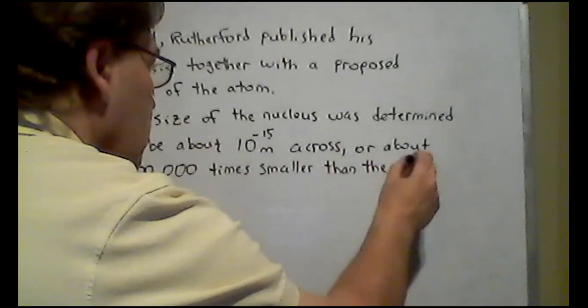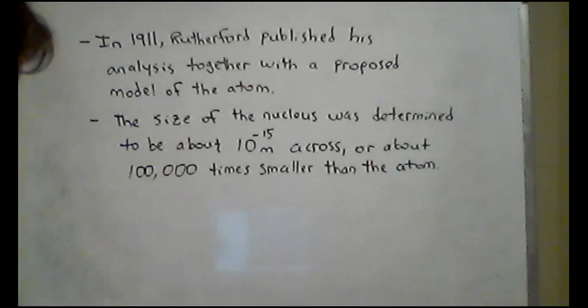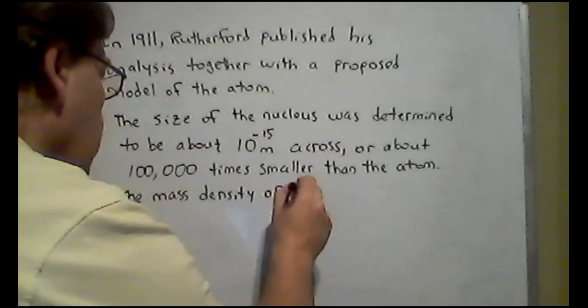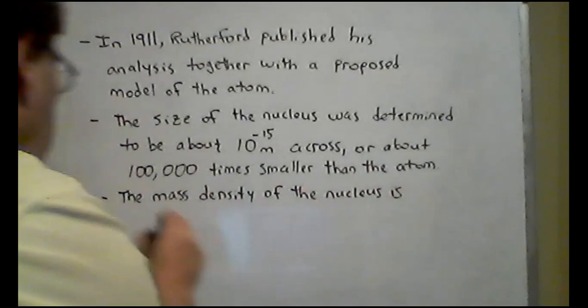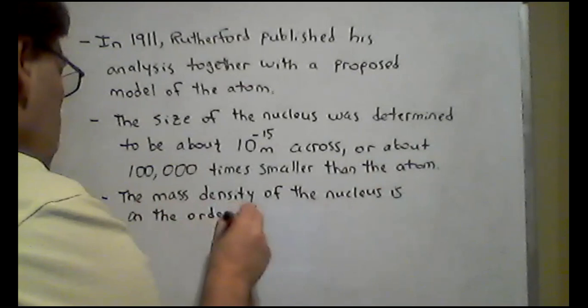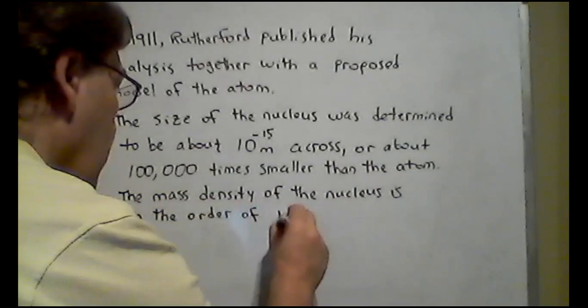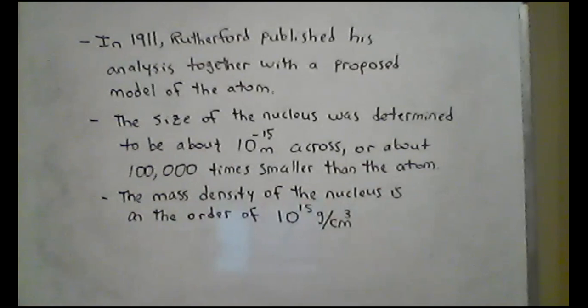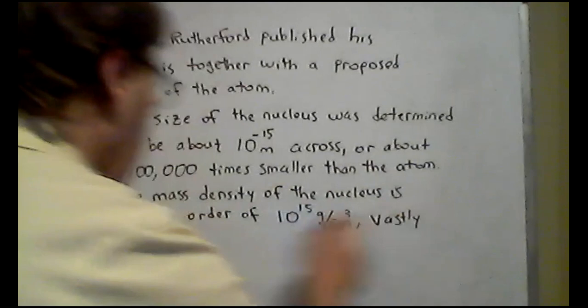So this implies a huge mass density. The mass density of the nucleus is on the order of 10 to the 15th grams per centimeter cubed. Vastly unlike any macroscopic matter. No macroscopic matter is like this. Maybe the very center of a black hole, but vastly unlike.